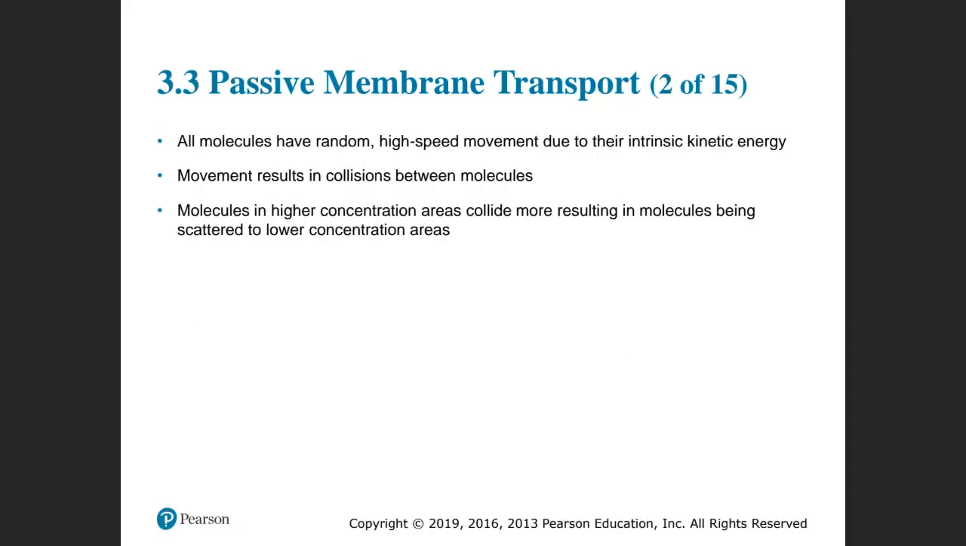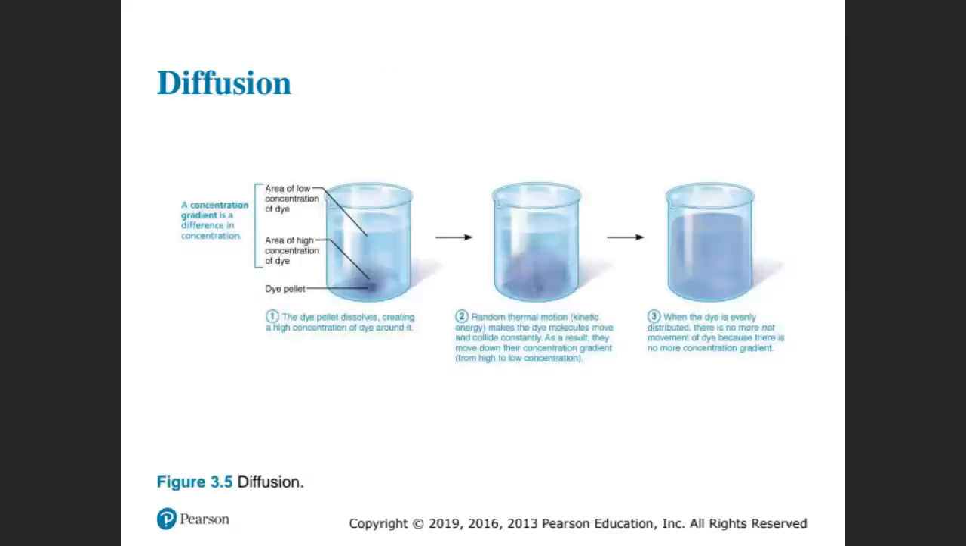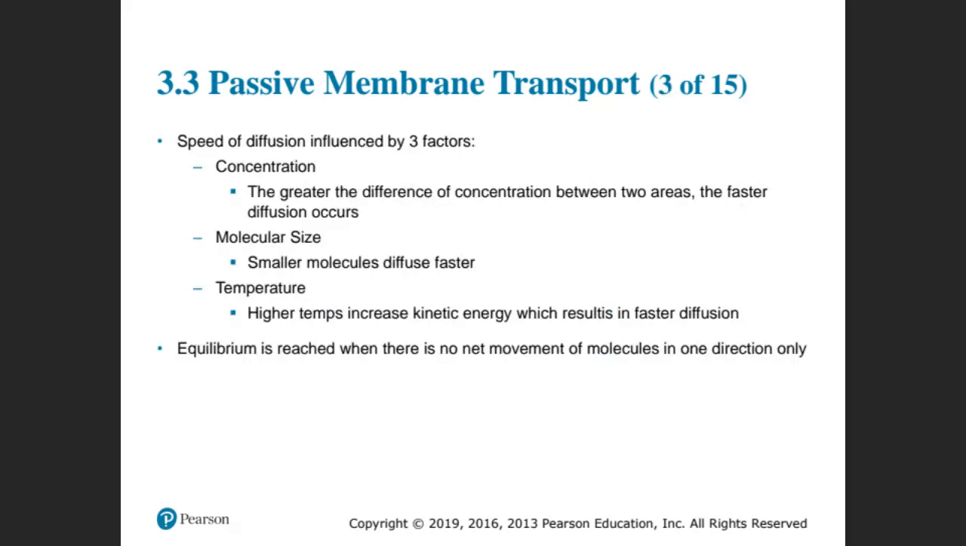All molecules have random high-speed movement because of kinetic energy, and so there's collision between these molecules. If molecules are packed together in higher concentration areas, they will collide more often, and that helps the molecules to be scattered as they move into lower concentration areas. There's a picture there about diffusion, but let's keep going, and there should be some more slides that go through specific definitions for these processes.